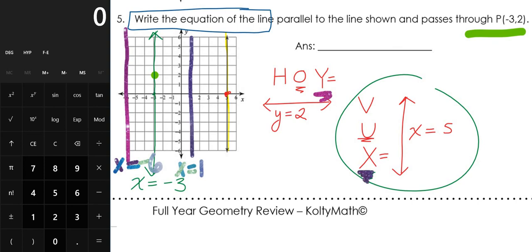So our final answer here, let's go back to the goal, was to get something parallel to the yellow line and that passed through this green point that we plotted. So our answer is this line right here. Okay, x equals -3. We're going to write that in as our final answer. X equals -3. And now we're done with page 1.